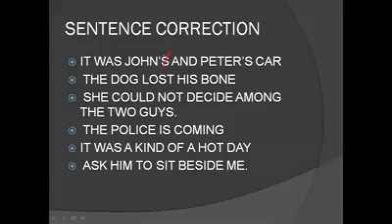When a single thing is shared by two people, the last one will contain the apostrophe s. Okay, the dog lost his bone. Now you will be thinking that it might also be correct. No, you don't know the gender of the dog. There will be it. Okay, she could not decide among the two guys. Now among is wrong. There will be between.